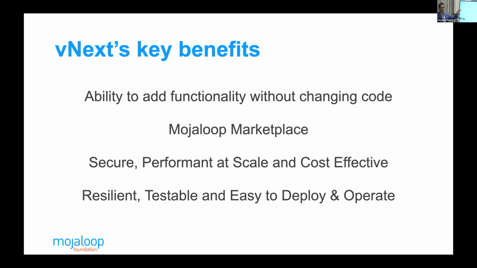Obviously, we're going to keep the benefits that we have today. Those are untouchable: secured, performant, at scale, and cost effective. This is an important aspect. We want this system to be faster and cheaper. It's difficult to get that, but we're getting it. We need it to be resilient, testable, and easy to deploy and operate. Obviously, this is something that we hear from everyone in the community. So this is one of the most important parts, easy to deploy and to operate.